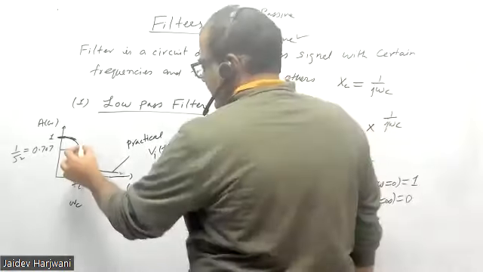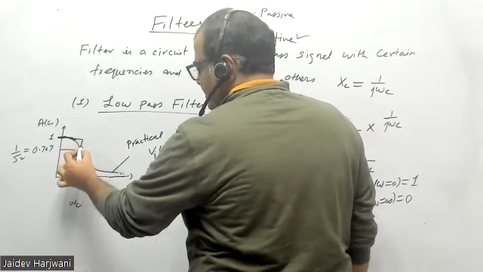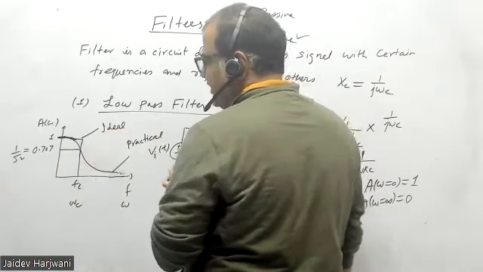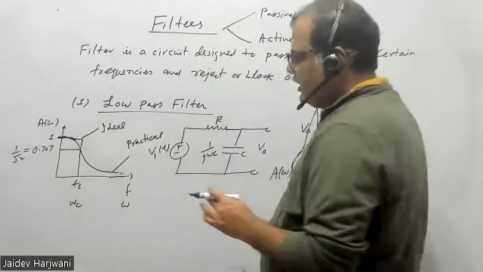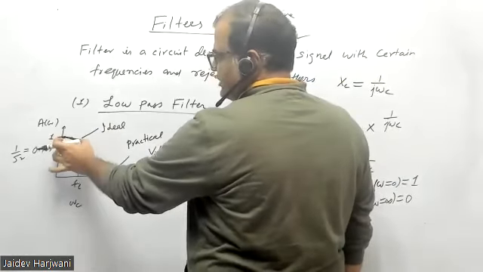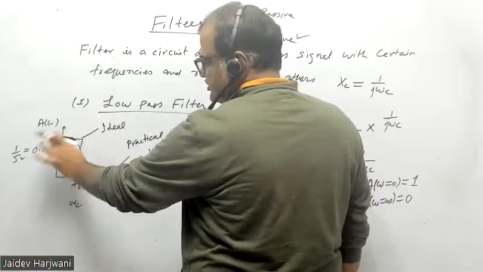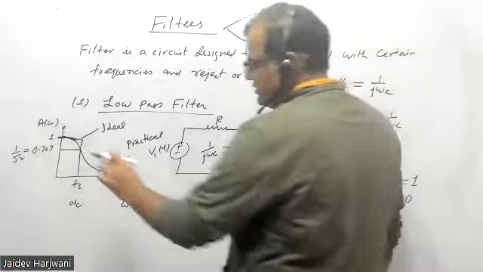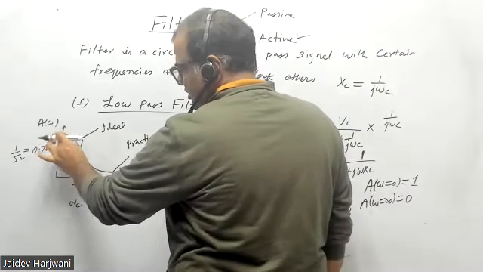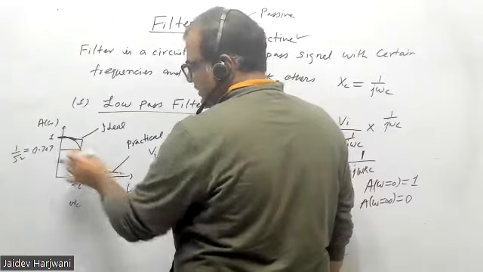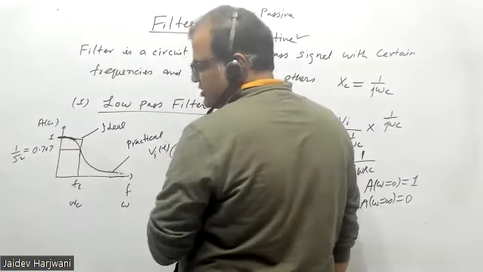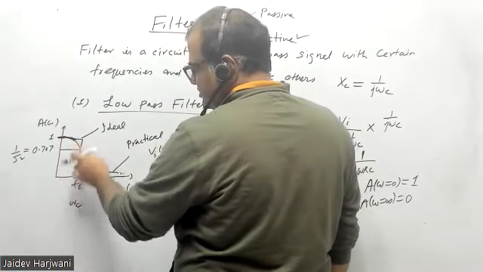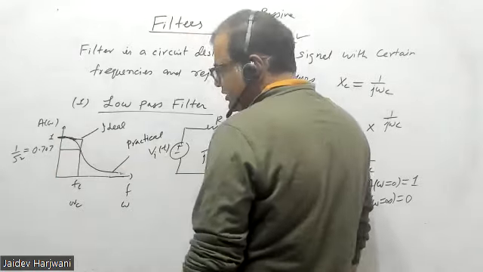Now, this is the ideal filter. What will the ideal filter do? It will give you constant gain up to this frequency. But in the practical one you can also assume it constant because the drop is very small. If you take the logarithm, log of omega, in the graph this portion will come almost straight. And after this frequency there will be a sharp loss. So this is the ideal.